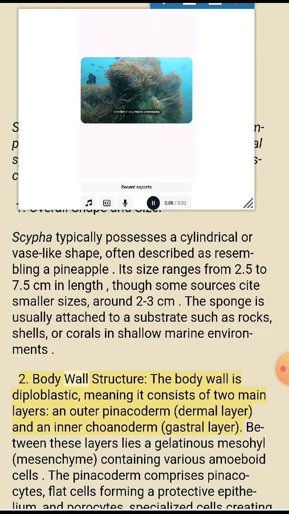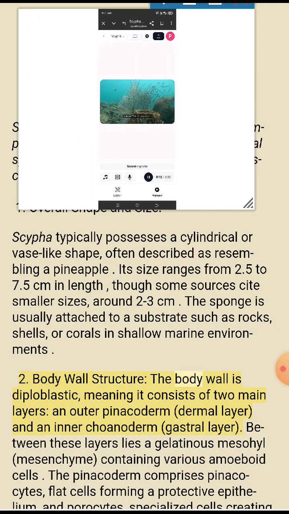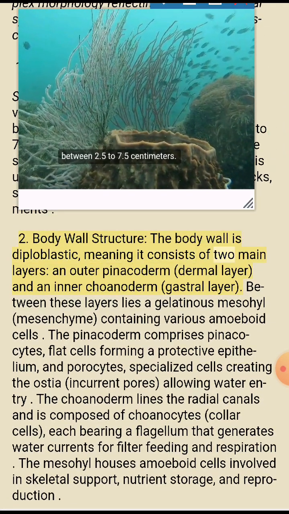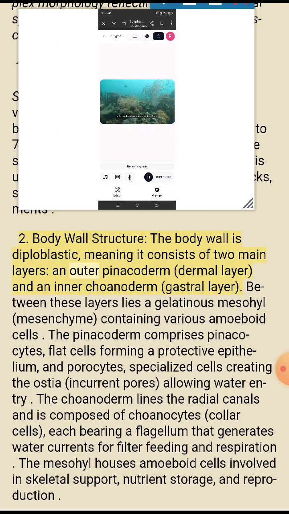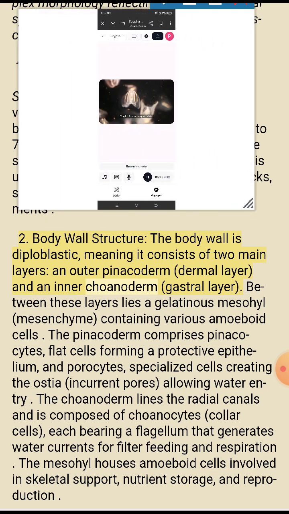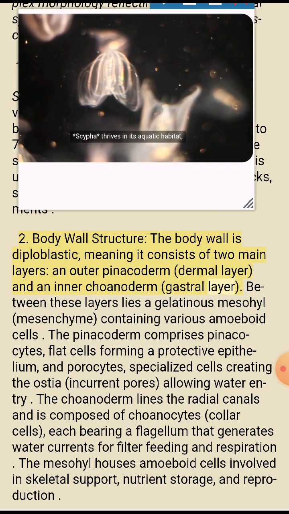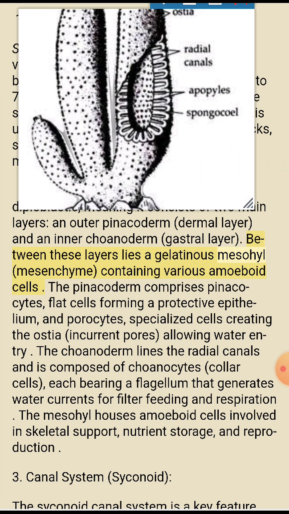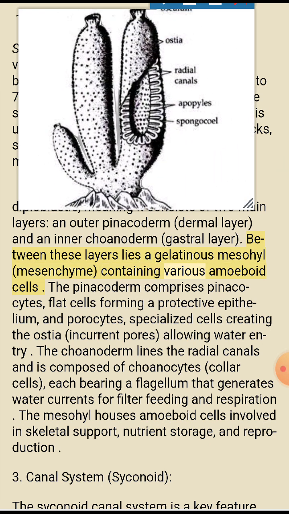2. Body wall structure. The body wall is diploblastic, meaning it consists of two main layers, an outer pinacoderm dermal layer and an inner choanoderm gastral layer. Between these layers lies a gelatinous mesohyl mesenchyme containing various amoeboid cells.